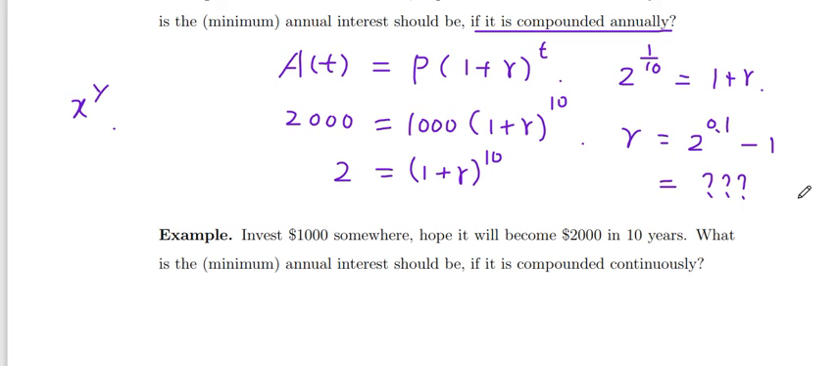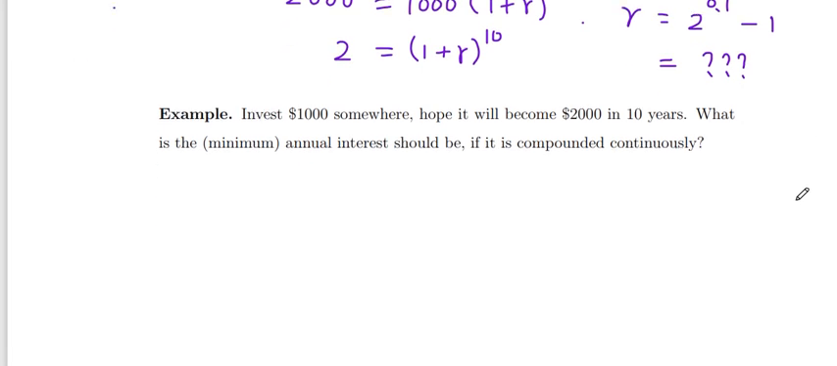Okay. So now let's consider this problem. Quite the same, but this time it is compounded continuously. So we should use the compounded continuously formula, right? We say A(t) equals P e^(rt). We should use this formula. Okay. And we just plug in here.